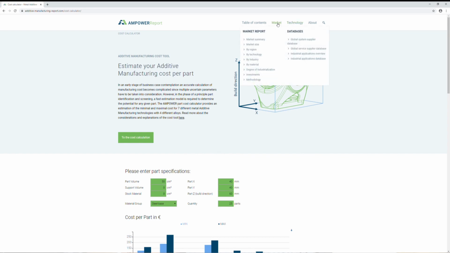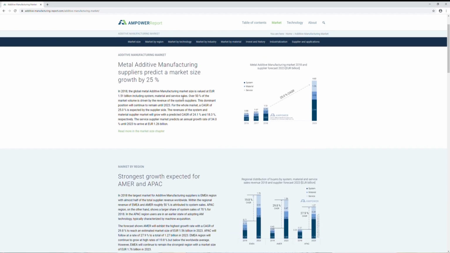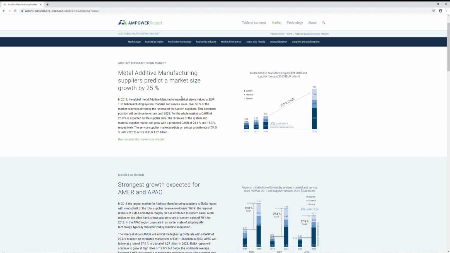Now let's have a brief overview of the market section. If you click on the market introduction, you will see the basic, most important numbers of the additive manufacturing market. All those numbers are derived by us at AMPOWER. Now, there is one thing that we do completely differently in this report from other reports. The first thing is that we ask the supply chain as well as the user.